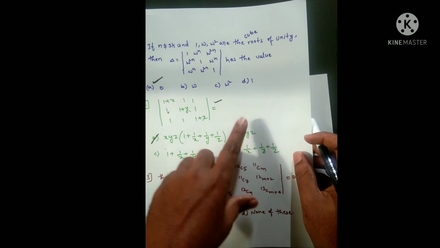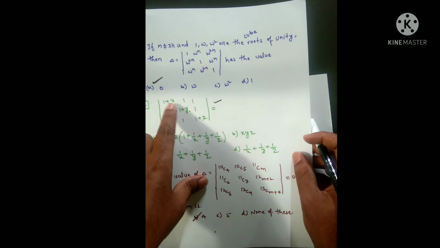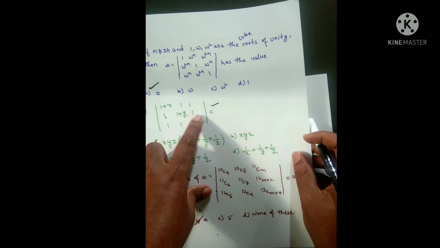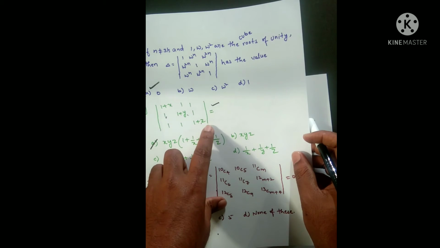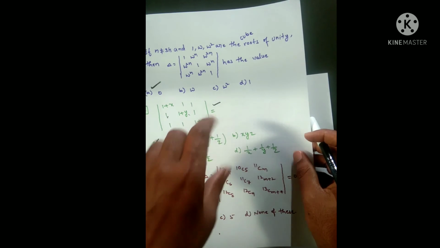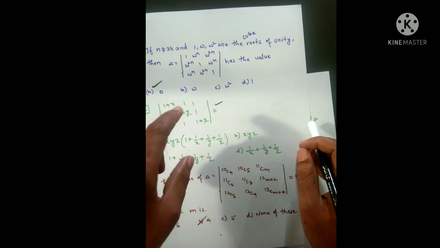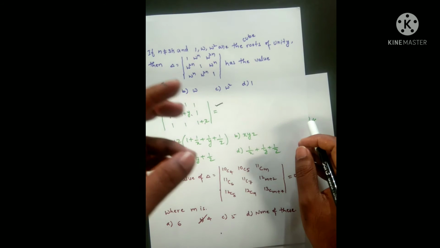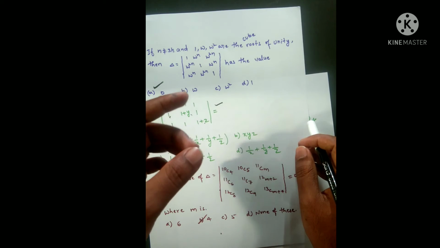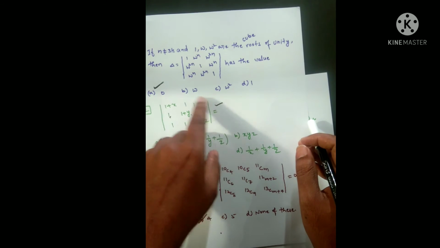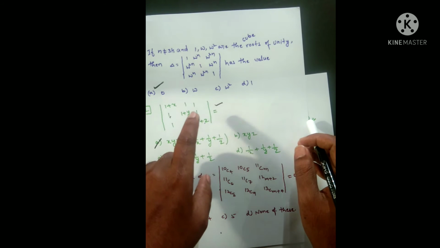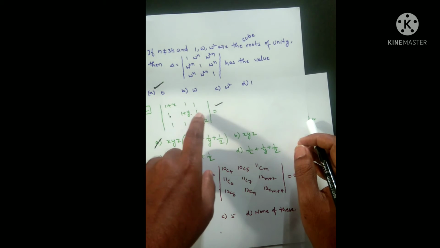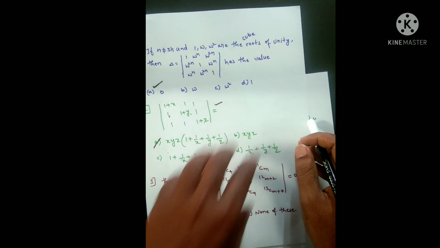What is the value of this determinant? It is the determinant with entries 1 plus x, 1, 1 in the first row, 1, 1 plus y, 1 in the second row, and 1, 1, 1 plus z in the third row. One of the easy tricks is that if I take x as 1, y as 2, z as 3, then after filling in x = 1, y = 2, z = 3, I will find the value of this determinant. You will get some value.